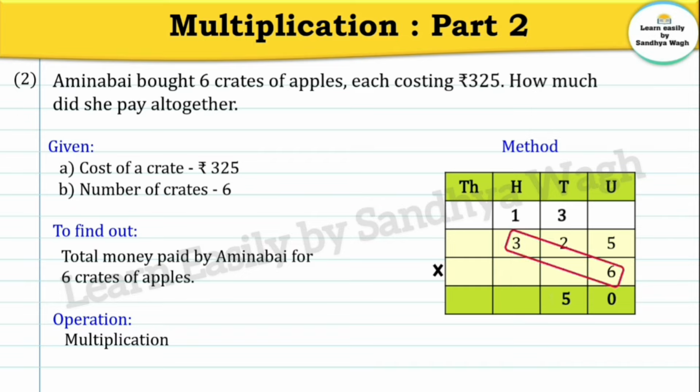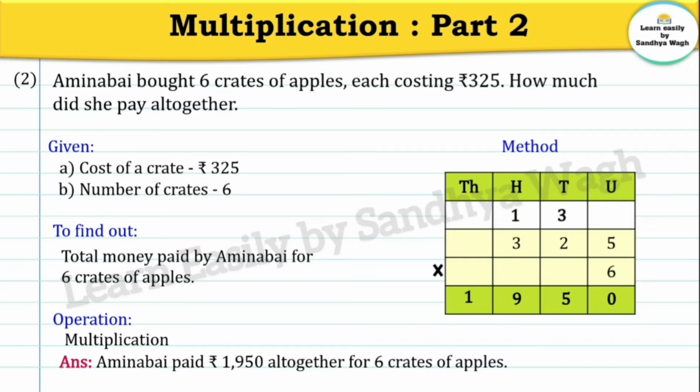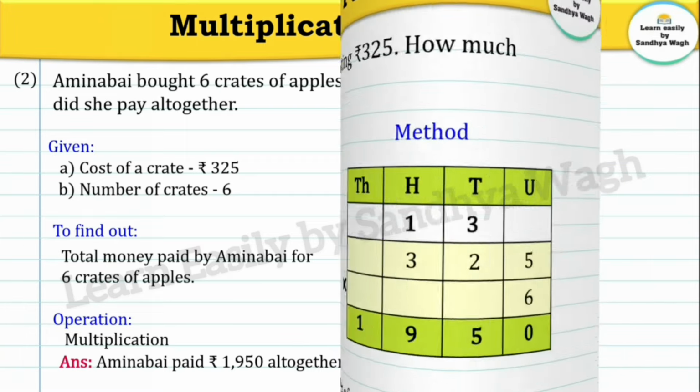Yes, now 6 3s are 18, 18 plus 1, 19. Now our final answer is Amina Bai paid 1950 rupees altogether for 6 crates of apples.